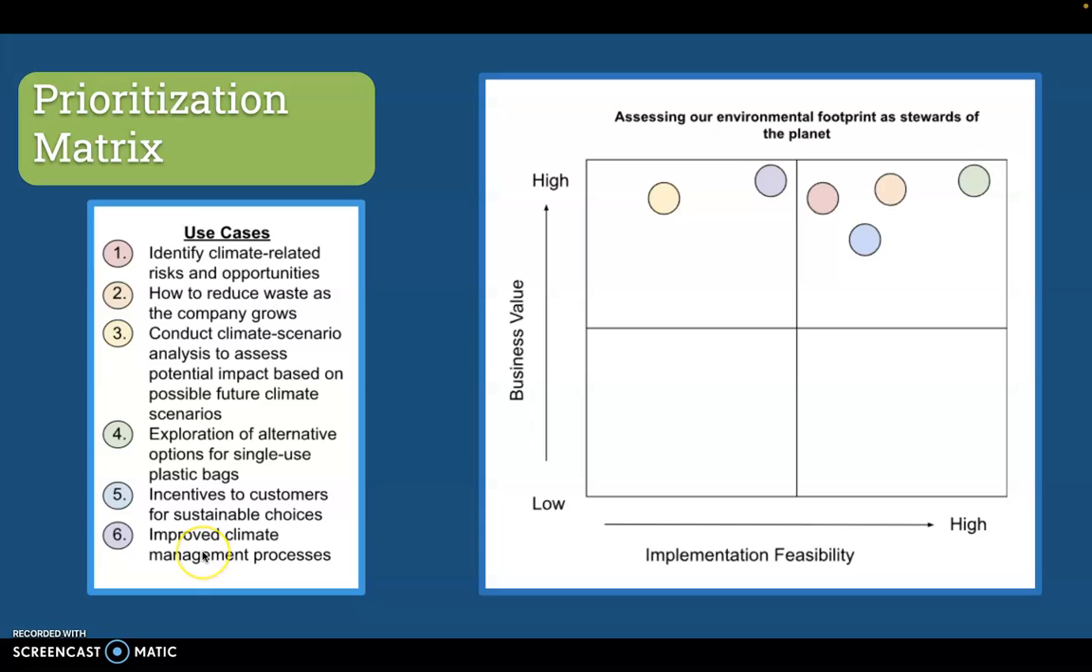And then for 6, improved climate management processes. So it's this purple one. It's very high in business value, but it's sort of in the middle, right, less than 50% when it comes to the implementation of it all.